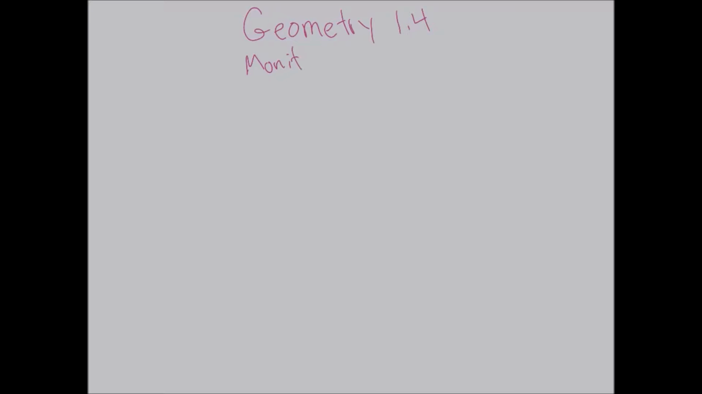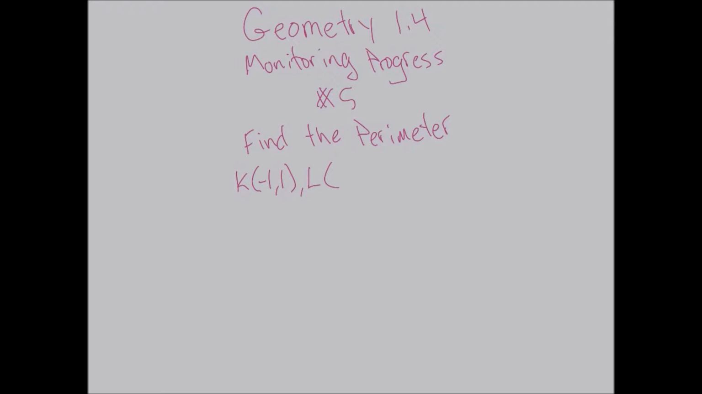Alrighty, well, we're dealing with Geometry 1.4, Monitoring Progress, number 5. Again, we're going to be asked to find the perimeter of a shape. It's a quadrilateral. So we've got quadrilateral K, L, M, and I bet it's N.